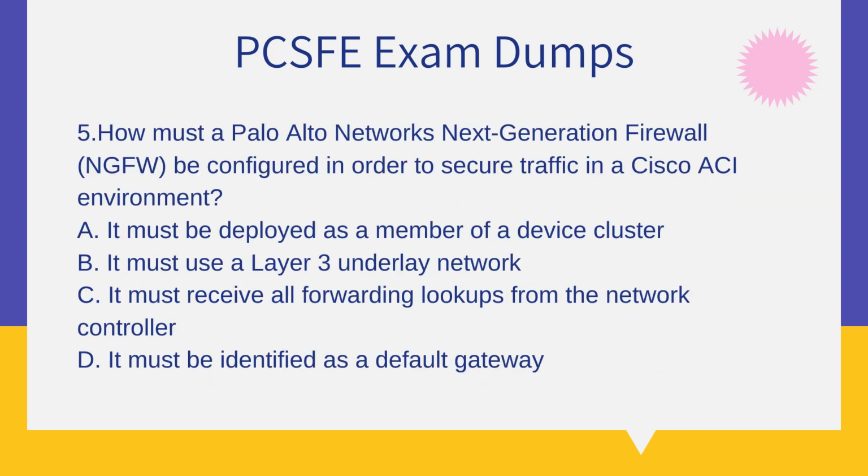5. How must a Palo Alto Networks next-generation firewall, NGFW, be configured in order to secure traffic in a Cisco ACI environment? A. It must be deployed as a member of a device cluster. B. It must use a Layer 3 underlay network. C. It must receive all forwarding lookups from the network controller. D. It must be identified as a default gateway.